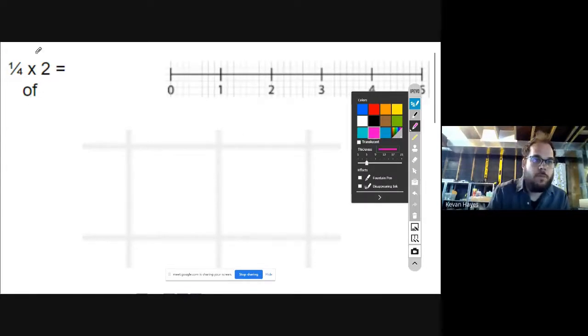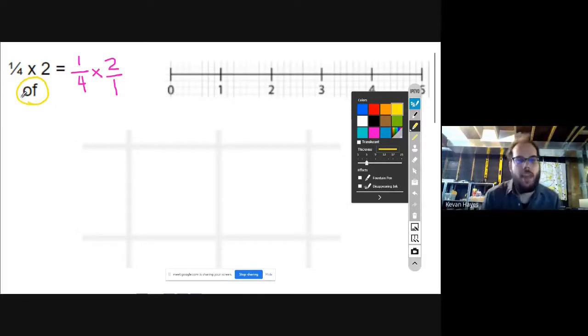And so when we're looking at 1/4 times 2, I'm actually going to write 2 as 2 wholes, like 2 over 1. So we're looking at this problem here. And you notice that this has the word "of" underneath. I want you to just take a moment and think about why that has the word "of" underneath the multiplication sign.